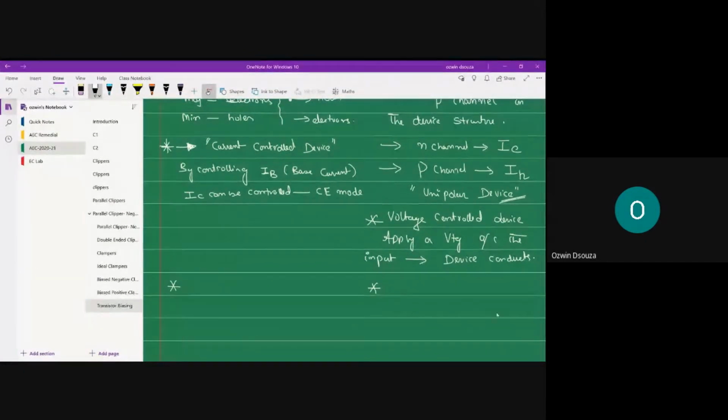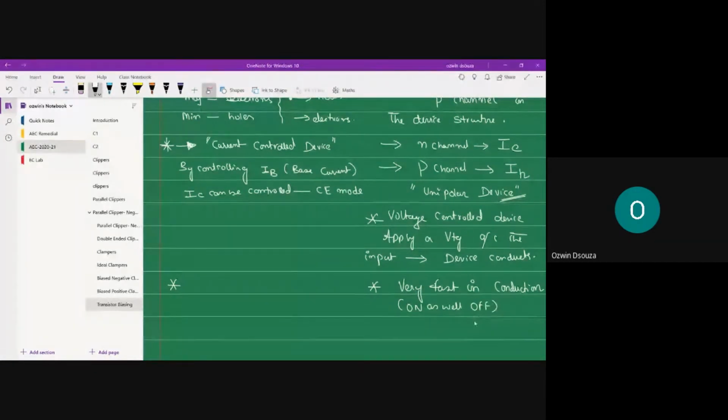Normally, FET transistors are very fast in conduction. When I say conduction, I mean on and off. That means you can quickly turn on the device as well as quickly turn off the device. In the case of FETs, especially MOSFETs, the turn on and turn off time will be in microsecond to nanosecond. So quick they are, so fast they are.